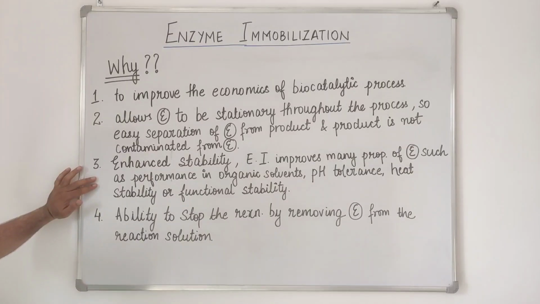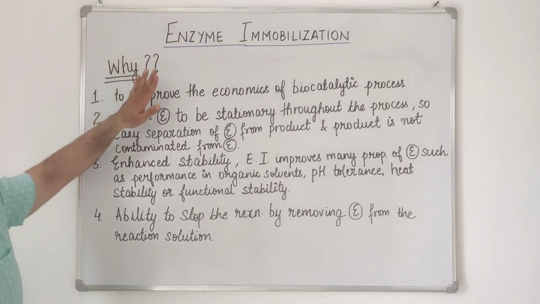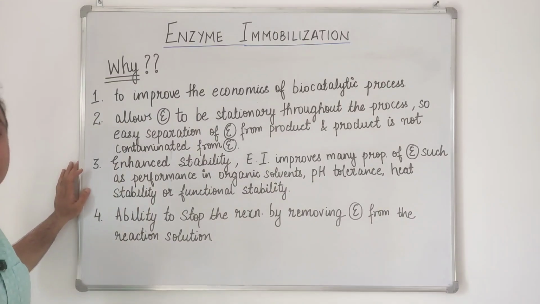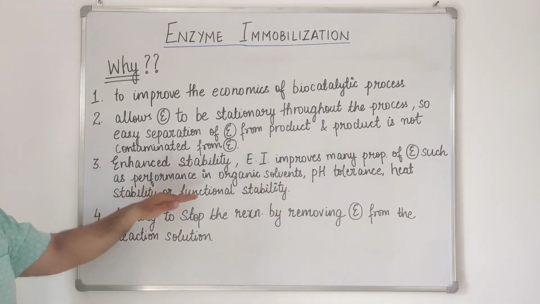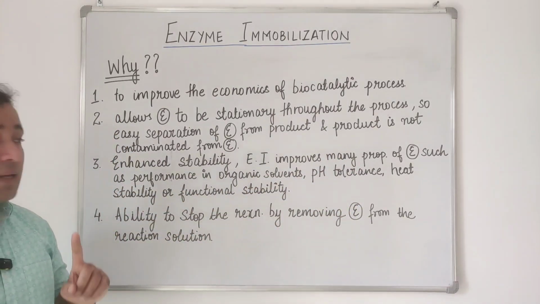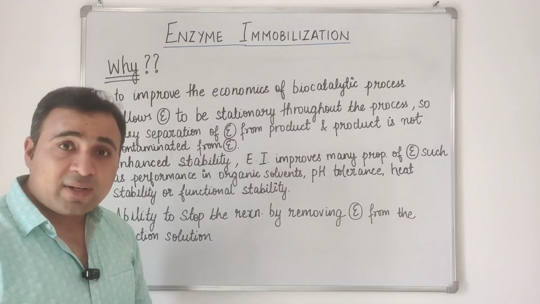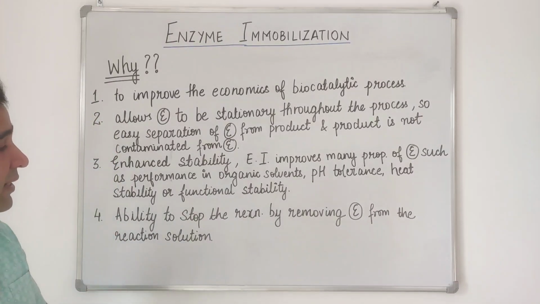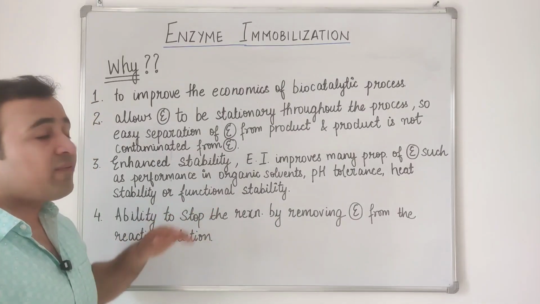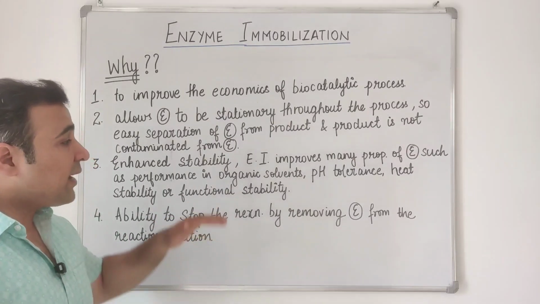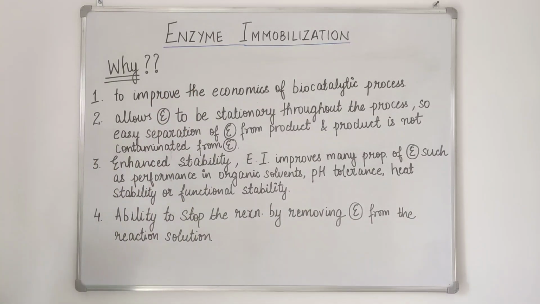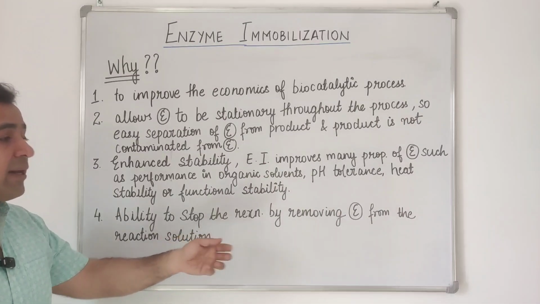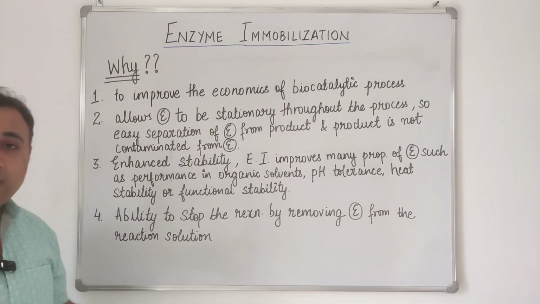Third, it enhances the stability. Enzyme immobilization also enhances the stability of the enzymes. It improves many properties of enzymes, such as the performance in organic solvents. It improves the pH tolerance of the enzymes, it improves the heat stability, and at times it also improves the functional stability of the enzymes. So that is why this process is very important. And last, it gives you the ability to stop the reaction by removing the enzyme from the reaction solution.